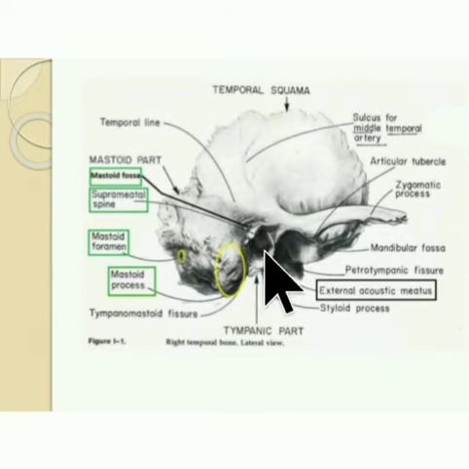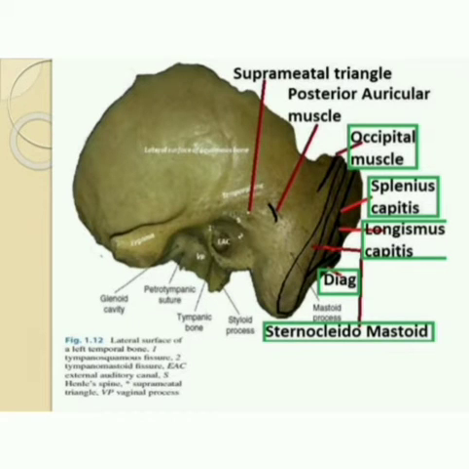Here is the external acoustic meatus. Here forms the mandibular fossa, and here is the mastoid process. And the area above the suprameatal spine is a triangular area which is called the suprameatal triangle.